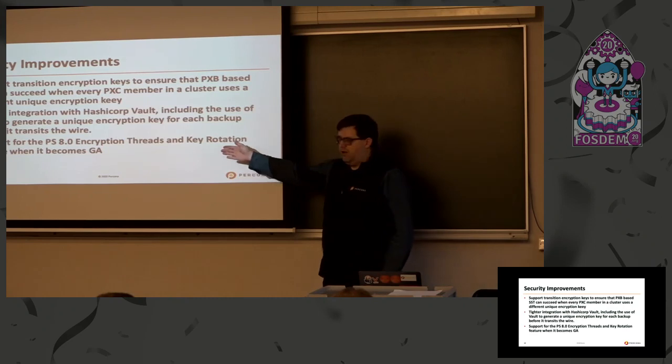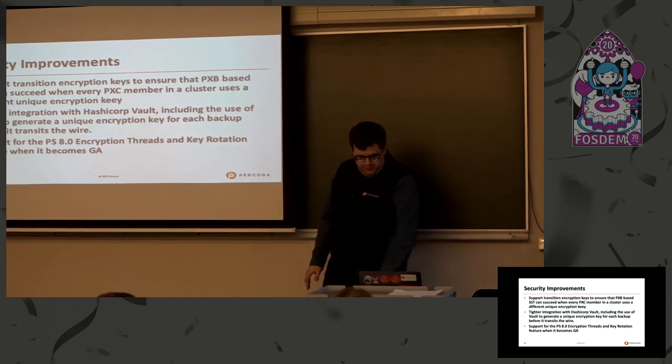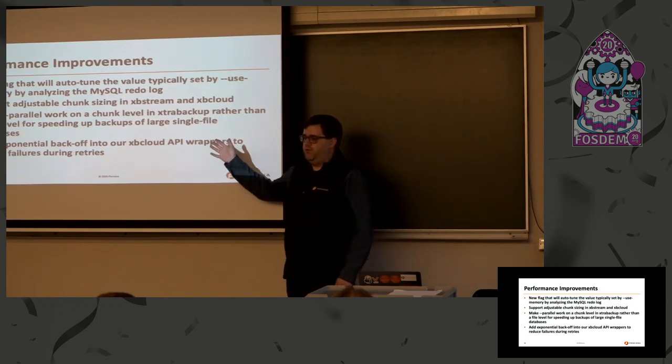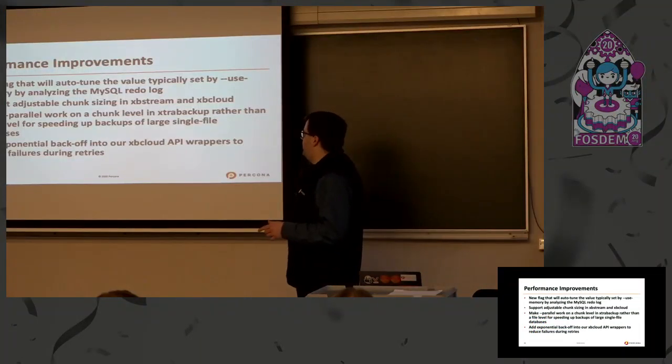We're also going to add support for our key rotation features when they become GA. They're experimental right now within Percona Server. We've got some performance improvements we've been working through. One thing is we've got a new flag that will help you to auto-tune the use-memory setting in XtraBackup, which determines basically what the size of the buffer pool is when XtraBackup is running. This has a pretty significant impact on the speed of a backup. So we're going to analyze the redo log to understand how many pages are present and needed in memory and set the size.